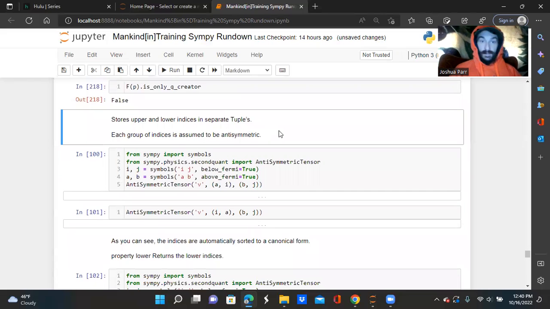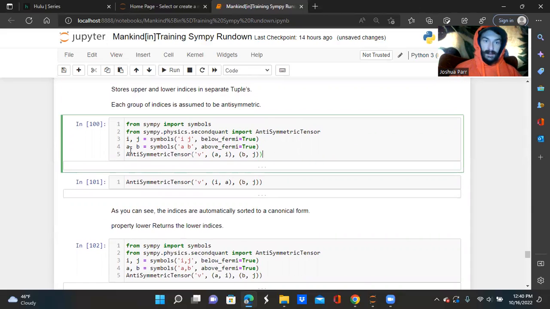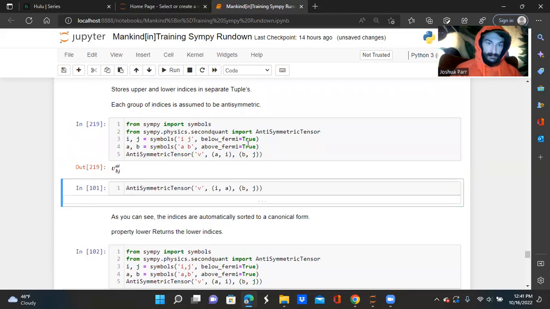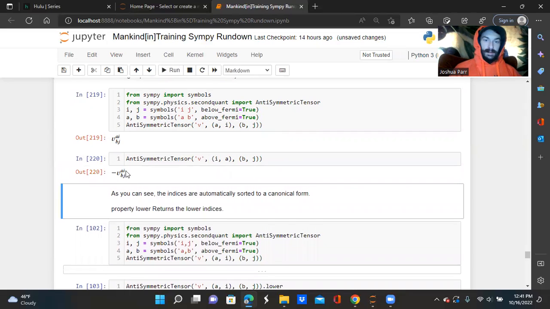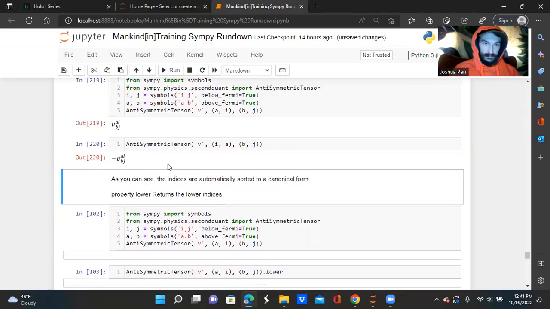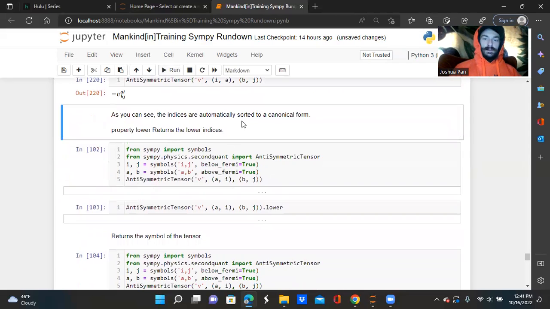Each group of indices may be assumed to be anti-symmetric. And I'm importing the anti-symmetric tensor, creating I and J being below, and A and B being above. And we get V, AI, and BJ. Now, swap them and you get the negative of the exact same thing. And as you can see, the indices are automatically sorted into a canonical form.